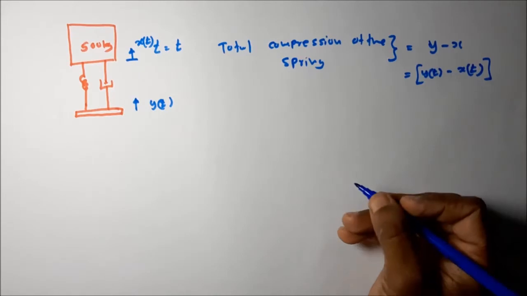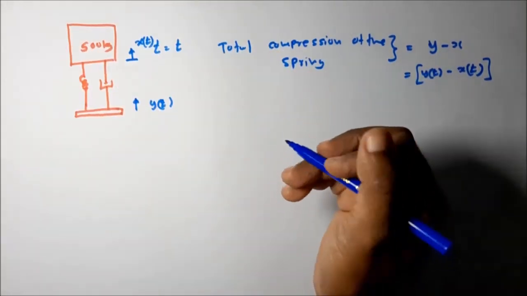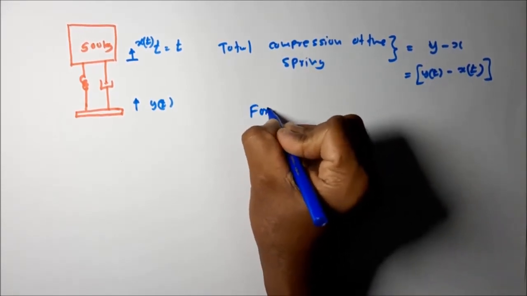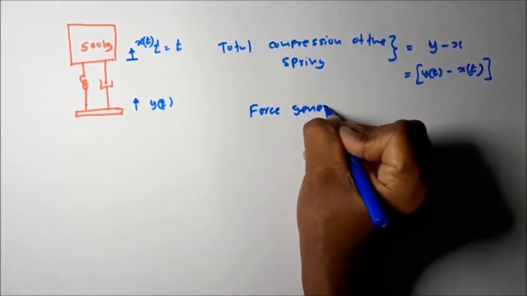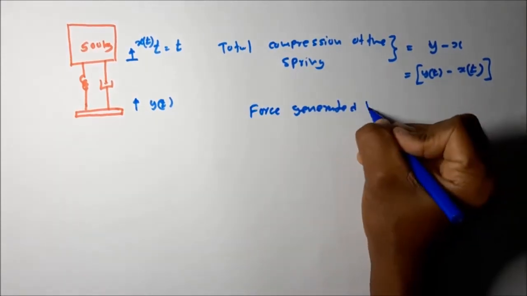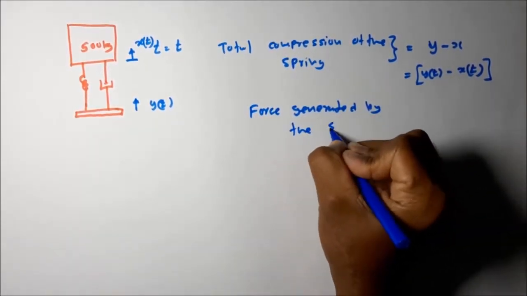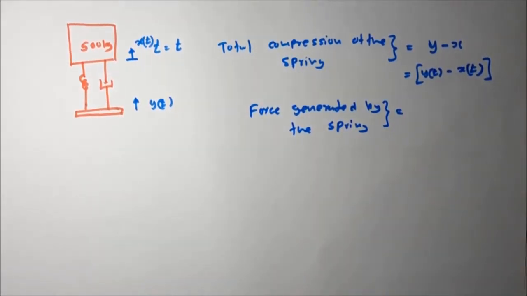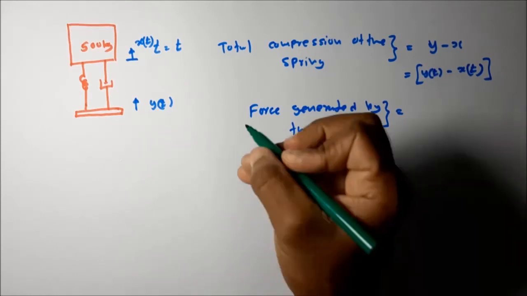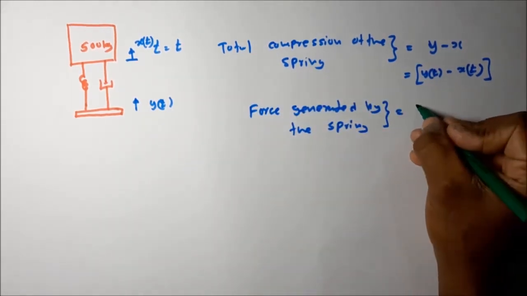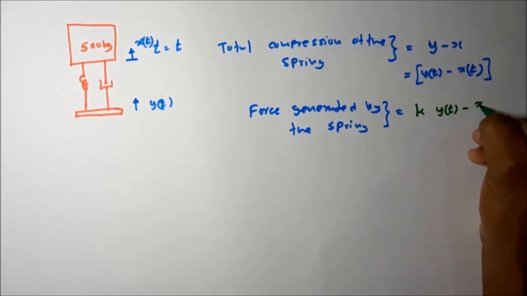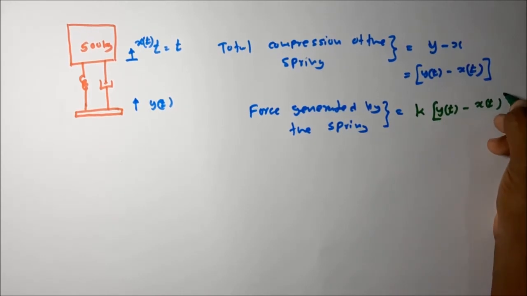So then how to calculate the spring force, the force generated by the spring? The total compressive force we are calculating is equal to K, the spring stiffness, times y(t) minus x(t). That will give the force generated by the spring at this moment.